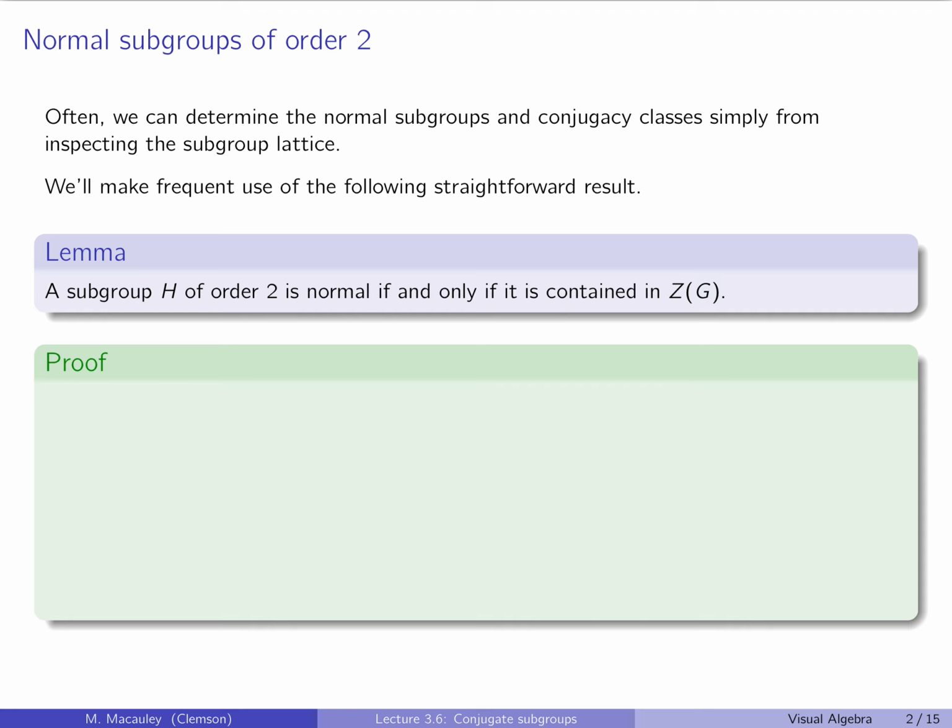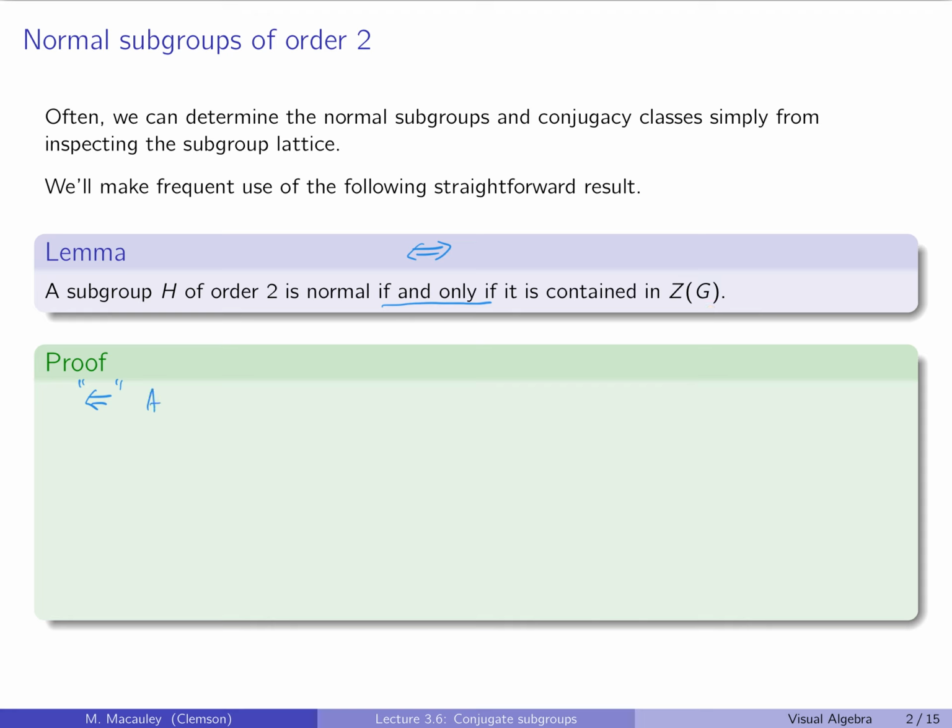Let's prove this. So an if and only if means that we have to prove both directions. So we'll start with the backwards direction. And this one is almost immediate. If a subgroup is contained in the center, then it has to be normal. So let's just write that down.